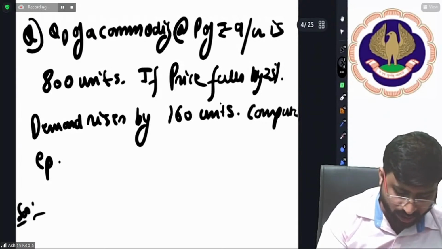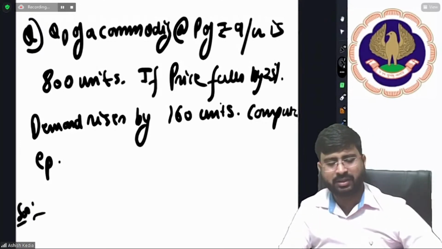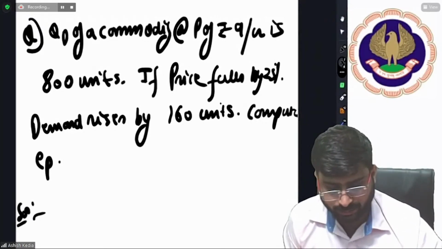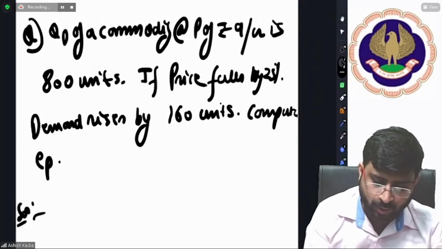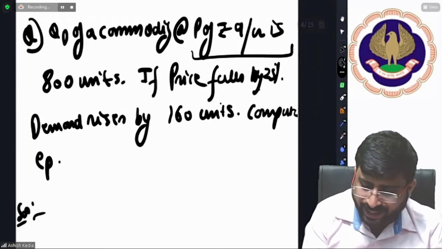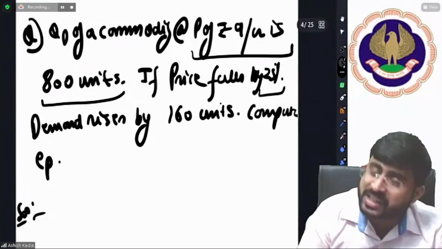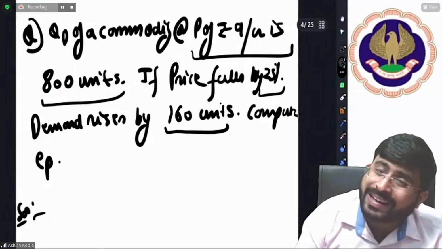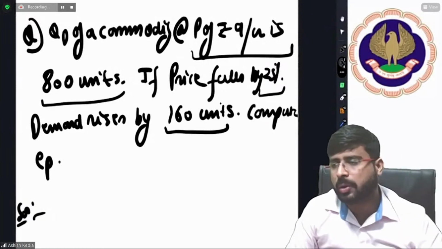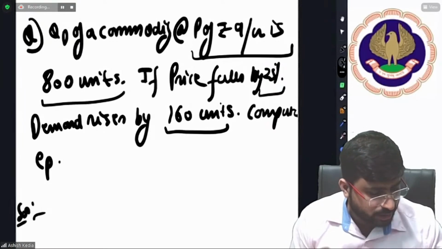I have taken this question from Institute Material. Come on, try it out, everybody. So the original price was 9 per unit. Then price fell by 25%. Demand, which was originally 800, increased by 160 units. Let's hear it from you all.